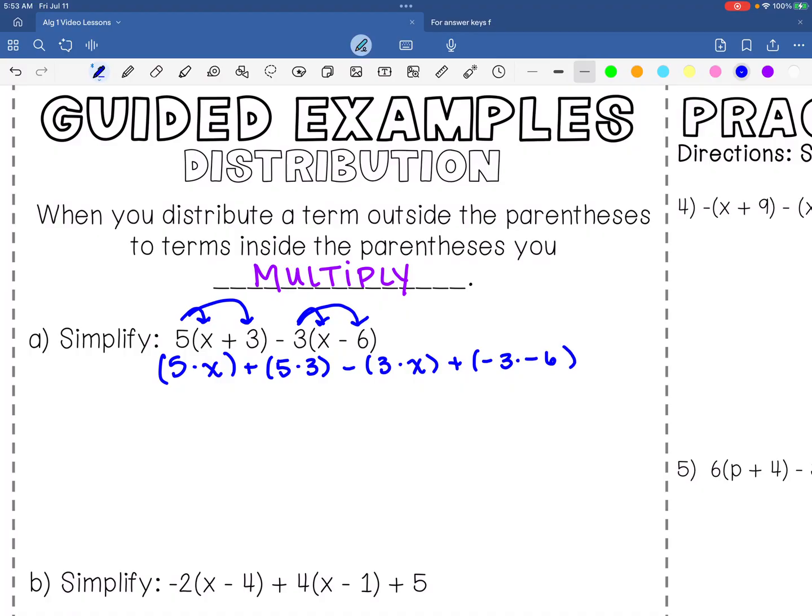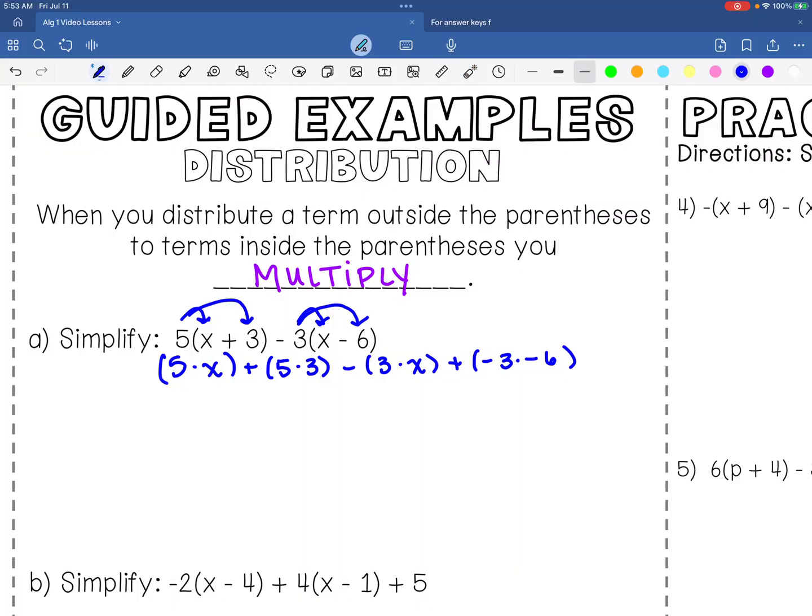Okay, this looks crazy, right? It looks like there's a lot going on. We're going to show you how to simplify it even more in the next one. But for now, I'm just going to write everything out. So what did we do? Let's talk about it. We did 5 times x plus 5 times 3. And then this subtraction sign kind of threw us for a loop a little bit, right? But we still are going to do minus, because there's a negative and a positive here. Minus 3 times x plus negative 3 times negative 6.